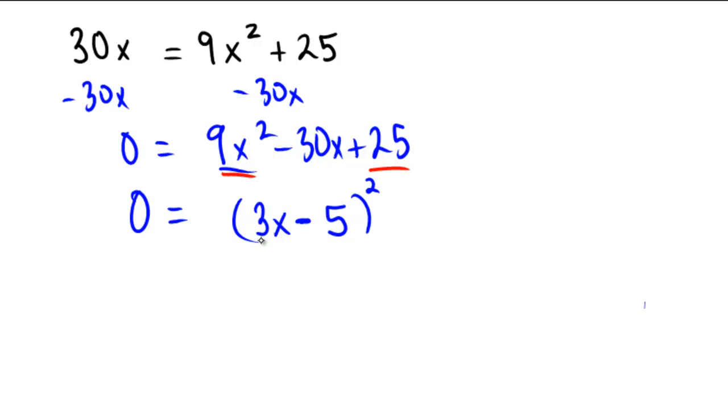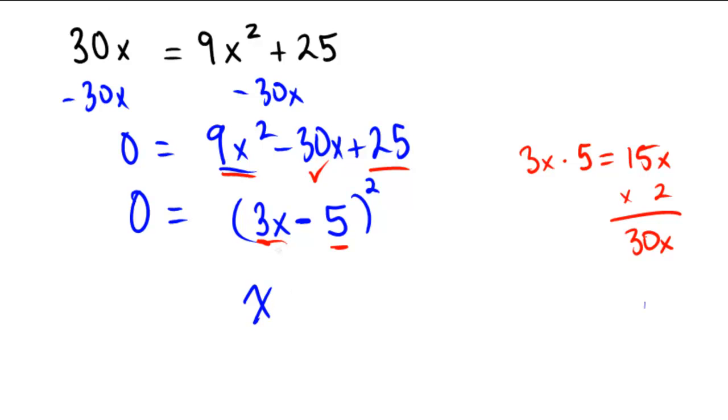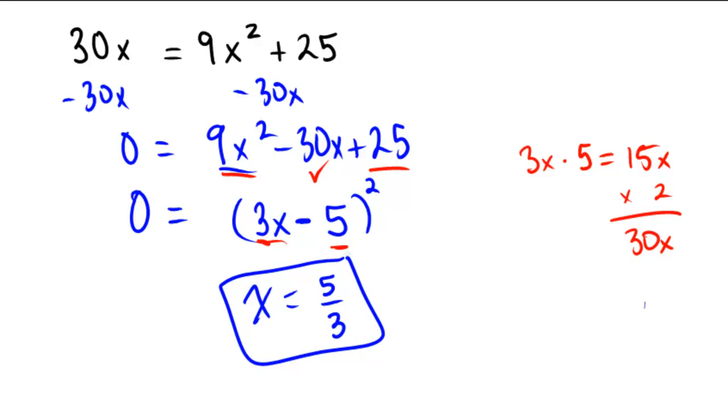And let's see what we get if we take 3x times 5. 3x times 5 is 15x. Doubled, if we multiply that by 2, we get 30x, and that's a check mark for what's in the middle. So this is a correct factoring, and therefore our only solution would be the solution to 3x minus 5 equals 0, which of course would be x equals positive 5 thirds. So the only solution is x equals 5 thirds.